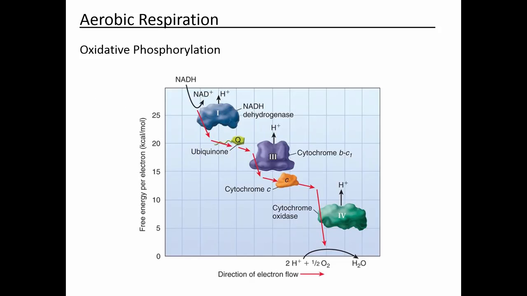This slide shows the different components of the electron transport chain. It's specifically showing NADH, but FADH2 would also be passing its electrons to the electron transport chain. The electrons, as they flow from NADH to oxygen, the final electron acceptor, are losing energy. They're releasing energy, so this electron flow is an exergonic process.